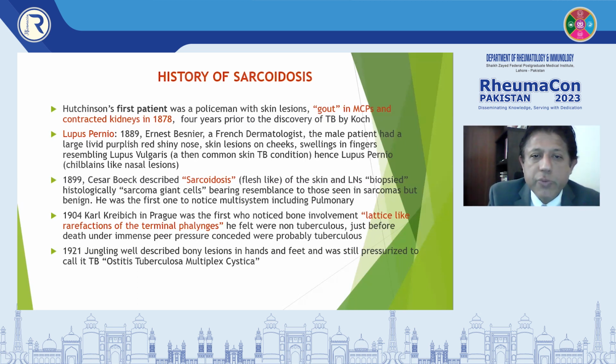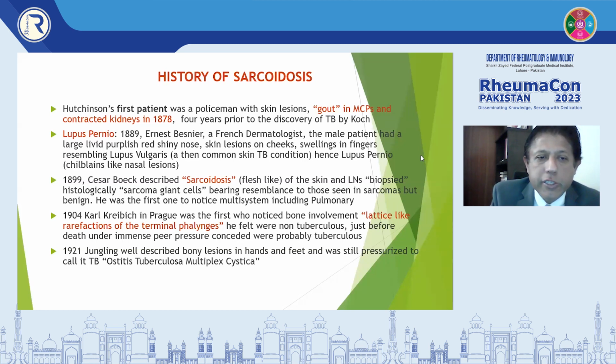Lupus pernio was a phrase given by a French dermatologist, Ernest Besnier, in a male patient, where he found a large, livid, purplish-red, shiny nose, and then skin lesions on the cheek and swelling in the fingers. He said it resembled lupus vulgaris, which used to be a very common TB skin condition, and hence he gave this name, lupus pernio. So lupus vulgaris-like lesions, along with chilblain-like lesions on the nose, coined the term lupus pernio. Obviously, it was not lupus, it was not TB, it was not any of these illnesses.